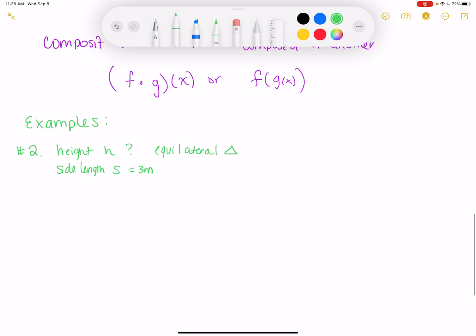All right, so we know it's equilateral, so what does that mean about all the angles? Okay, they're all the same. And if a triangle is 180 degrees, what does that mean? The angles are 60 degrees. So I'm going to draw, not a very good equilateral triangle, but it's close enough.